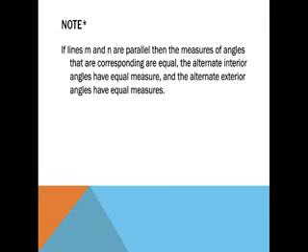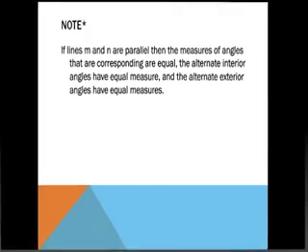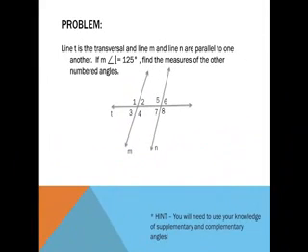This will help you in solving your next problem, which is coming up next, so get ready. Alright, next problem. Line T is a transversal, so if angle M equals 125 degrees, find the measures of all the other numbered angles on the figure. Hint, you will need to use your knowledge of supplementary and complementary angles, which we discussed on Friday as well, and have fun doing your problem.